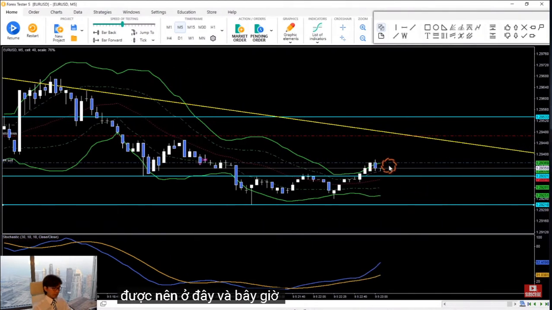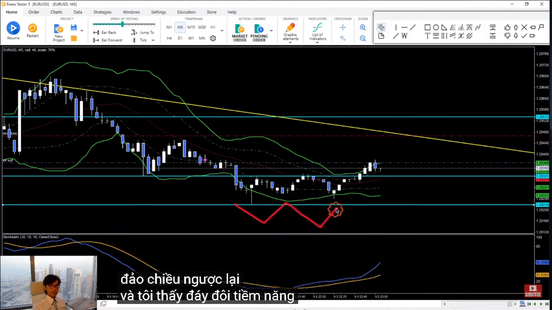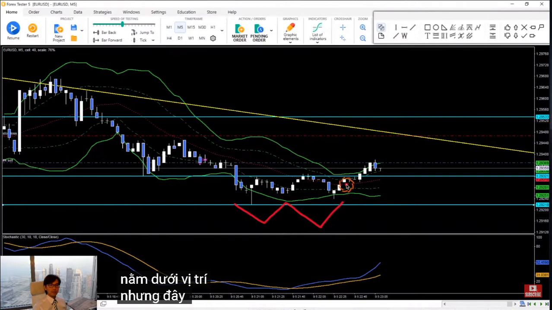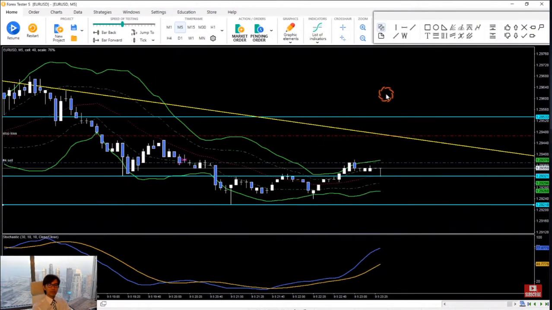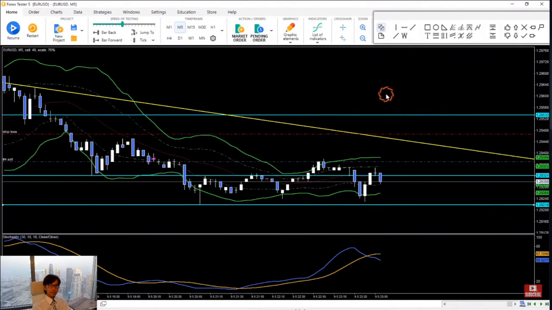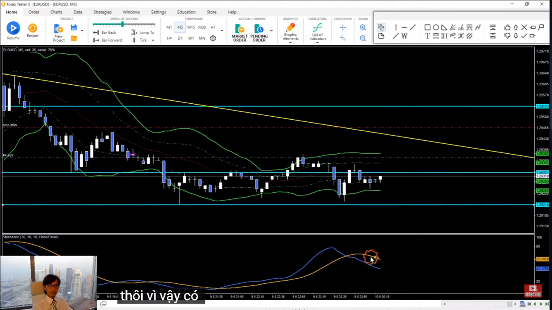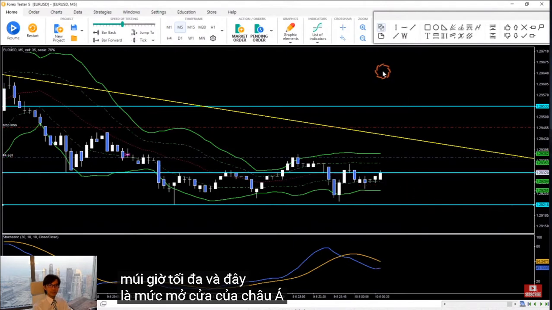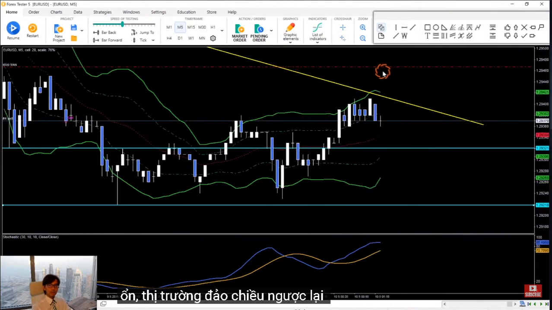Okay, so here now, I see the market reverses backwards, and I see a potential double bottom here. And the market is still technically below the position, and this is overall bearish, so I still hold the position. It's just going up and down in the range. Okay, so it looks like this is in UTC time zone, and this is the Asian Open. The market reverses backwards, but I'm still holding it.